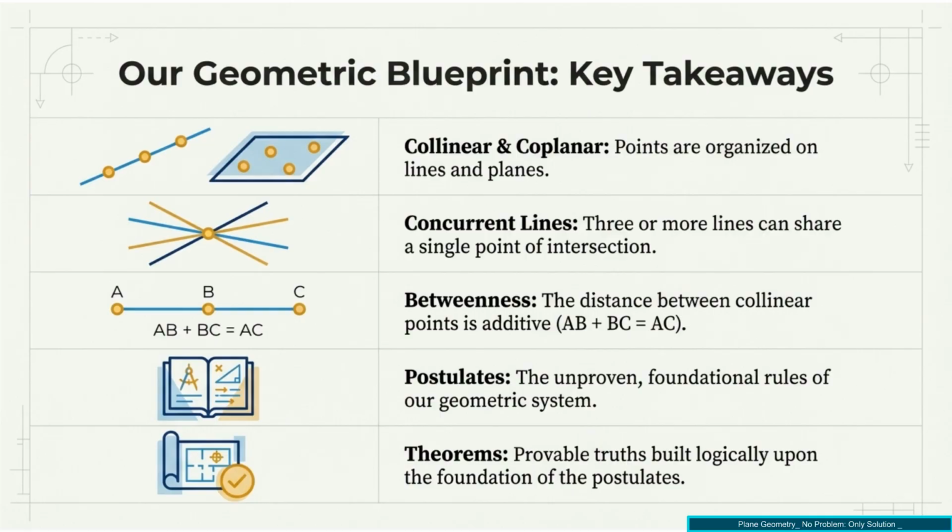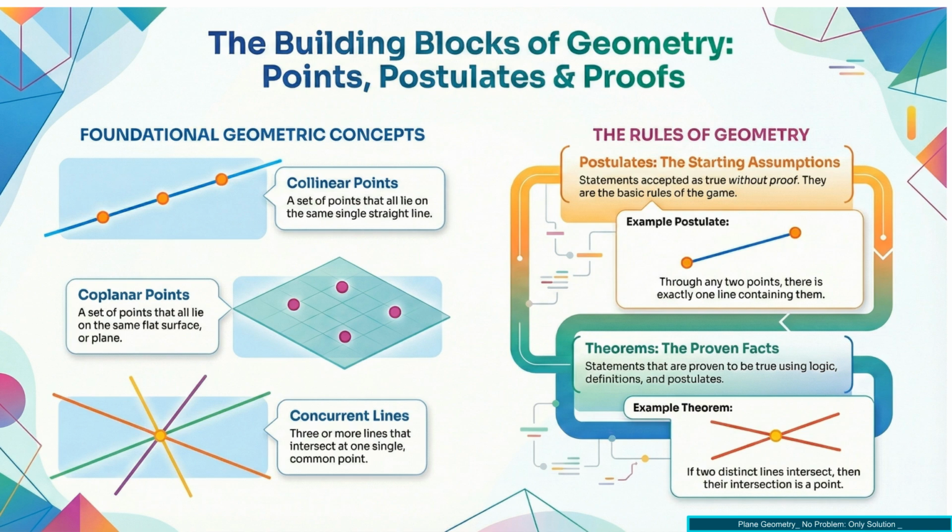All in all, collinear and coplanar points are organized on lines and planes. Concurrent lines share a single point of intersection. Betweenness means the distance between collinear points is additive, or could be added. Postulates are the foundational rules, and theorems are provable truths built upon them. Here is the summary of what we have covered today. Have a pause and take a shot.